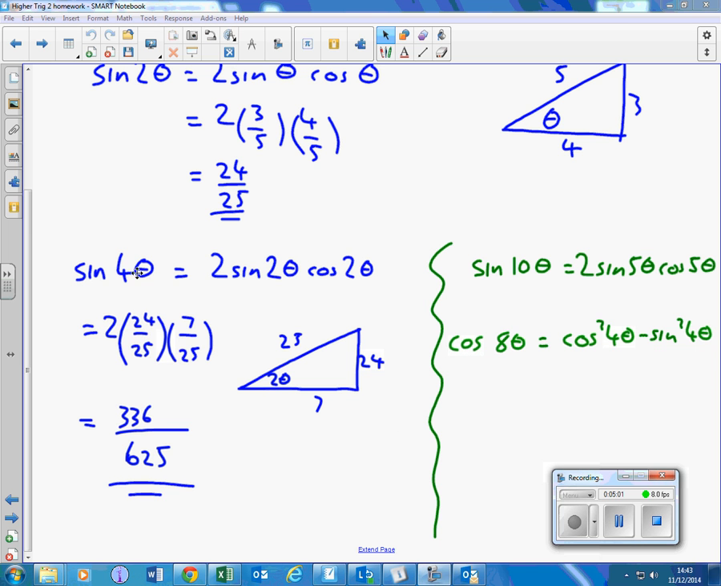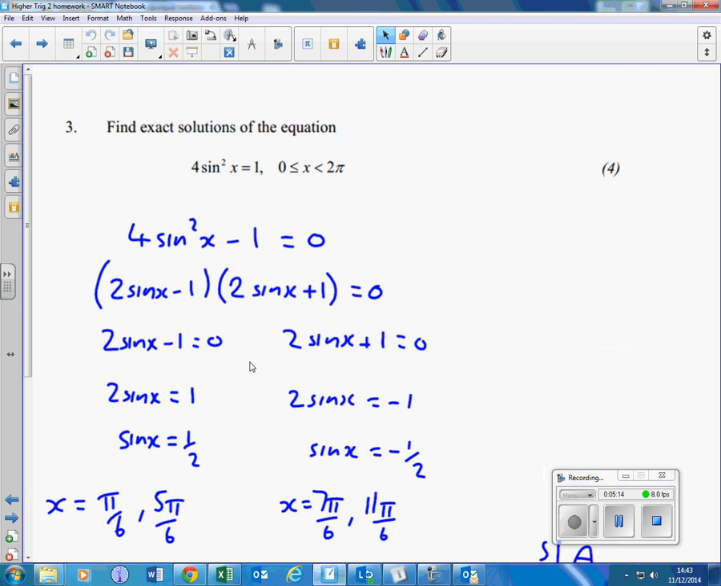So sin 4 theta is 2 sin 2 theta cos 2 theta. So we need sin 2 theta and cos 2 theta: opposite over hypotenuse, adjacent over hypotenuse. Multiply them together, 336 over 625. Find the exact solutions of this equation.